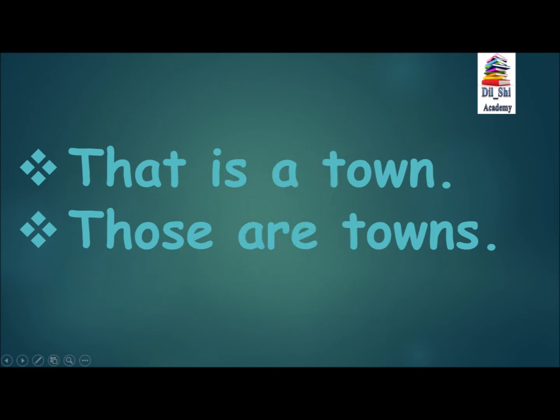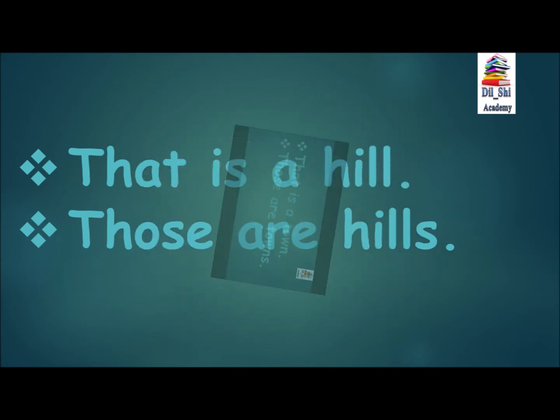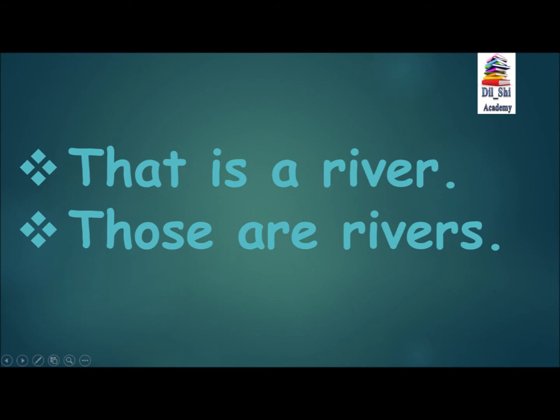That is a town. When we convert this into plural, those are towns. That is a hill. When we convert this into plural, those are hills. That is a river. When we convert this into plural, those are rivers. That is a shirt. When we convert this into plural, those are shirts.